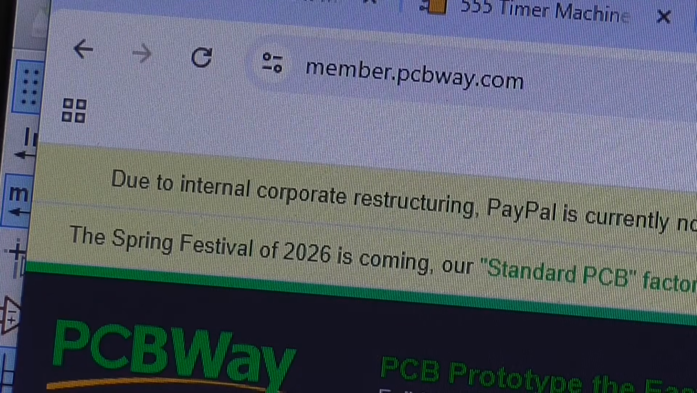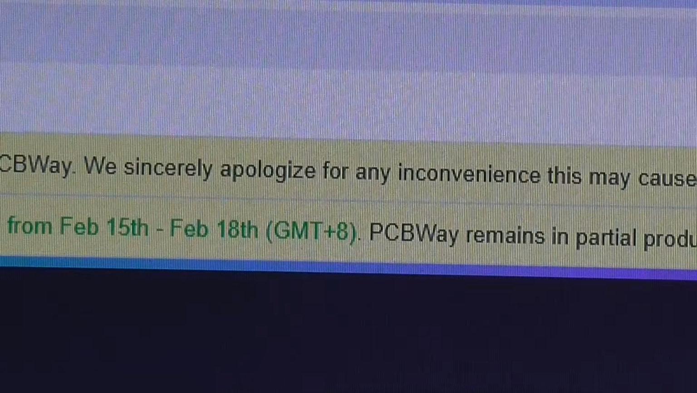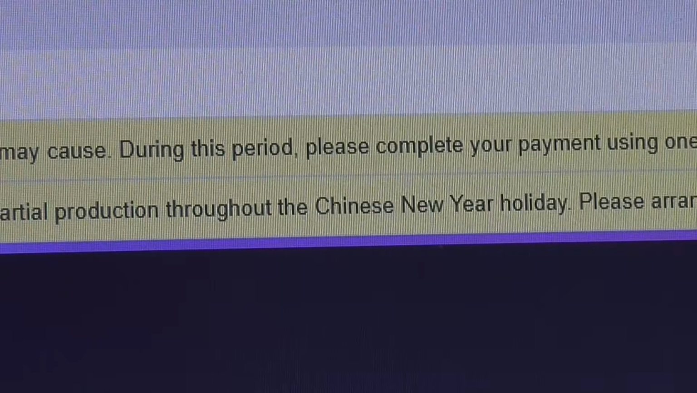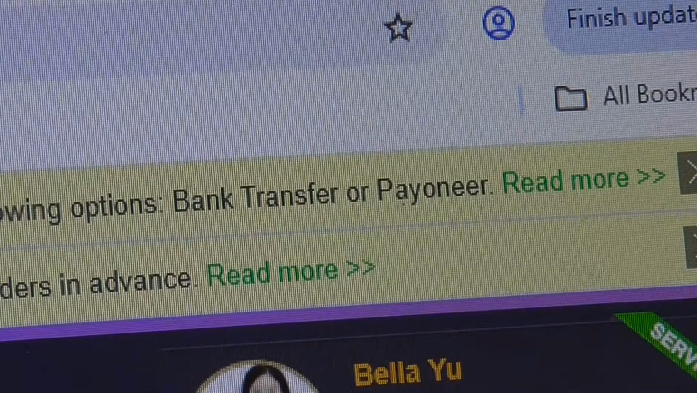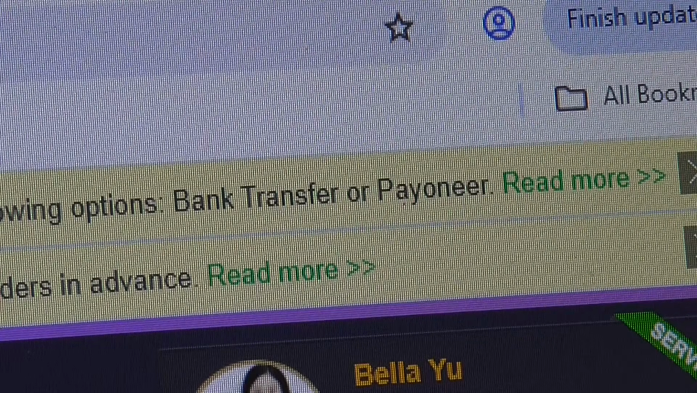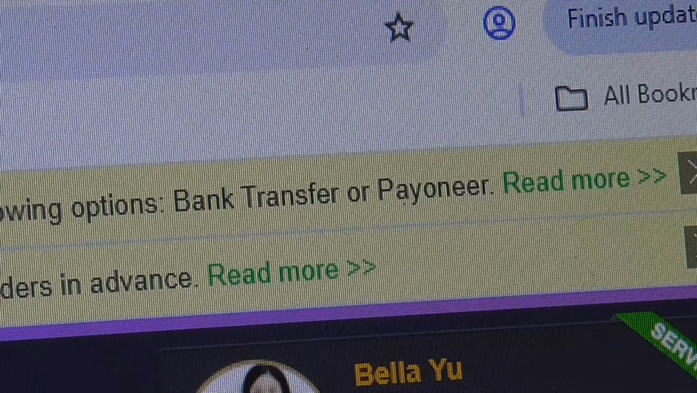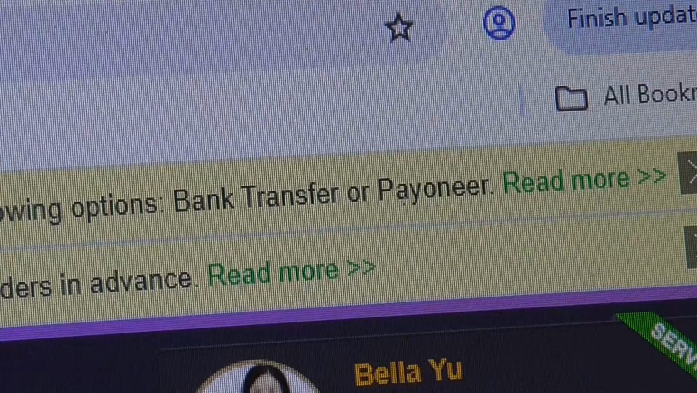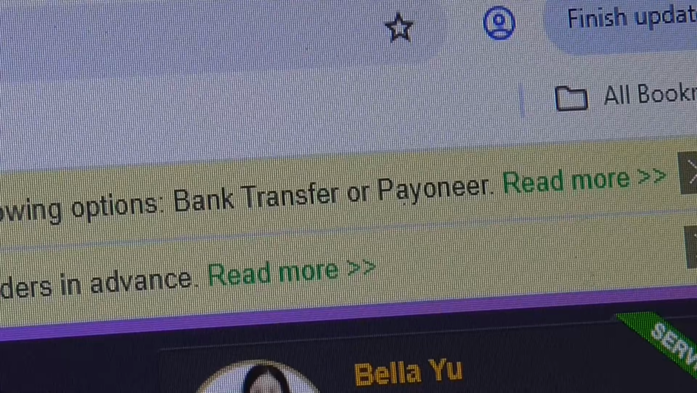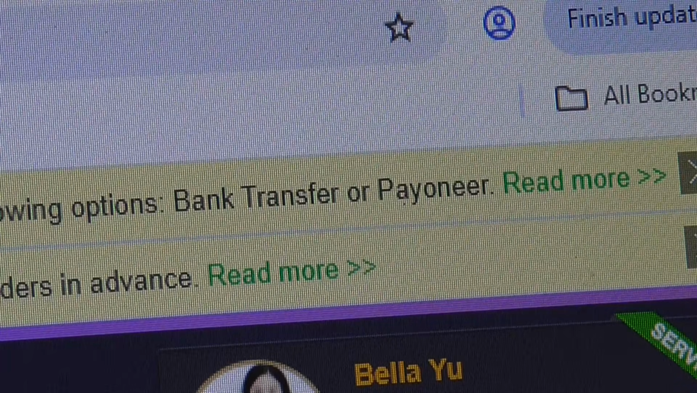As we see there, due to internal corporate restructuring, PayPal is currently not available as a payment method on PCBWay. We sincerely apologise for any inconvenience this may cause. During this period, please complete your payment using one of the following methods: bank transfer or Payoneer. Both of those options are a little bit of a pain in the ass for most of us. I don't like doing bank transfers to businesses online because PayPal's been around for the last 20 years or so, and has become the accepted online method of paying for things. And yeah, PCBWay is just doing God knows what.